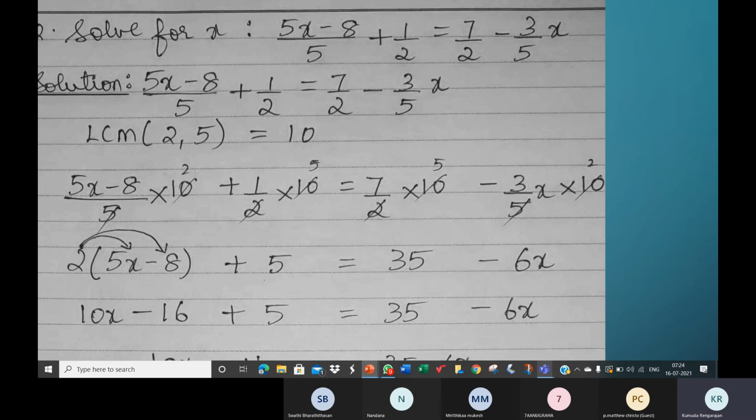So when you're asked to add 2 and 3x, 3x has x in it, but this is only 2. It should be 2x. 2x plus 3x is 5x. But 2 plus 3x cannot be simplified because they are not like terms. Then what is 2 plus 3x? It is 2 plus 3x.